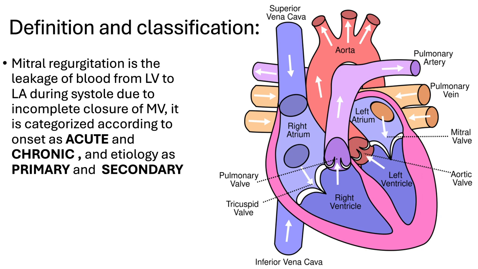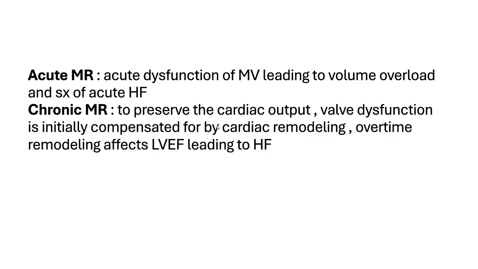So, mitral regurgitation. Mitral regurgitation happens when there is a leakage. It's also called, by the way, mitral incompetence or mitral insufficiency. It happens when there is a leakage of blood from the left ventricle into the left atrium during systole due to an incomplete closure of the mitral valve. It's categorized according to the onset as acute or chronic, and according to the etiology as primary and secondary mitral regurgitation.